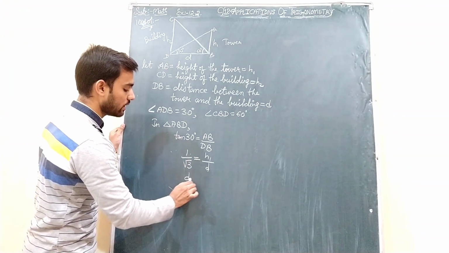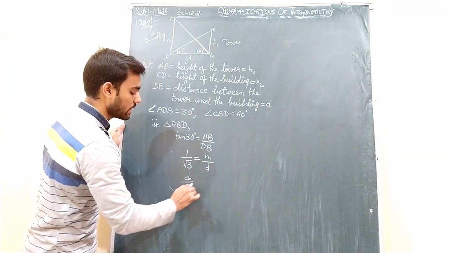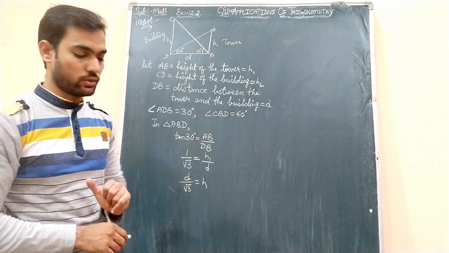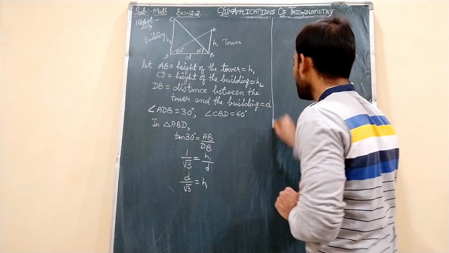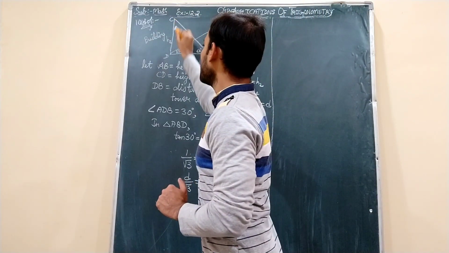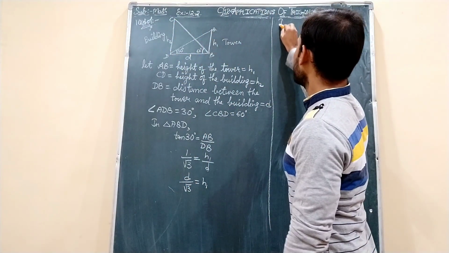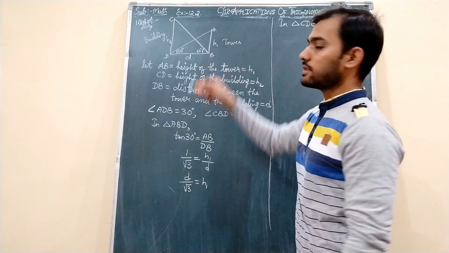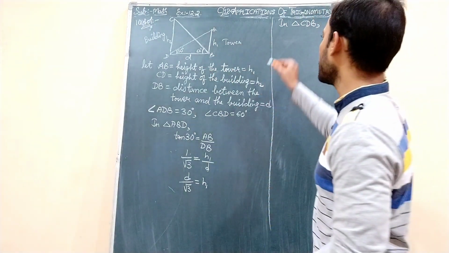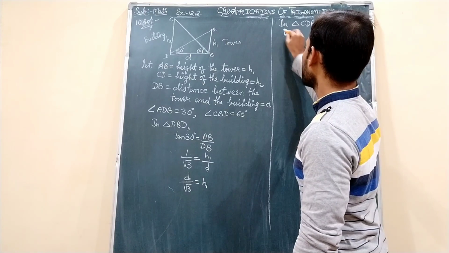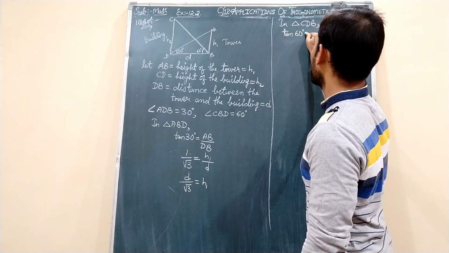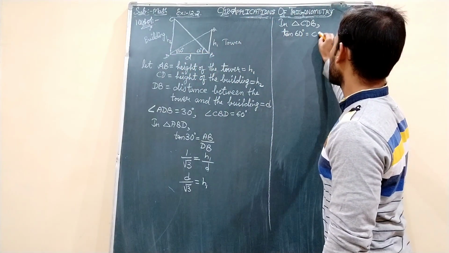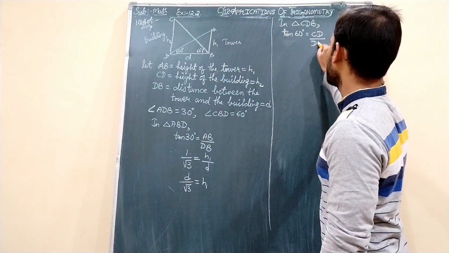D over root 3 equals H1. I got the value of H1, that is D by root 3. Now proceeding to another triangle, students, that is CDB. In triangle CDB, the angle is 60 degrees, but the ratio remains the same, that is tan. So I am taking tan 60 degrees equal to opposite by adjacent, so CD divided by DB.